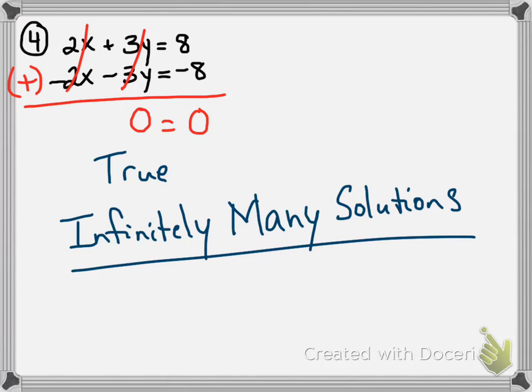Alright, so there's a quick lesson on solving systems of equations using addition. We're just going to add to try and eliminate one of the variables. Just remember, if you eliminate both variables, then it's either going to be no solution or infinitely many solutions.